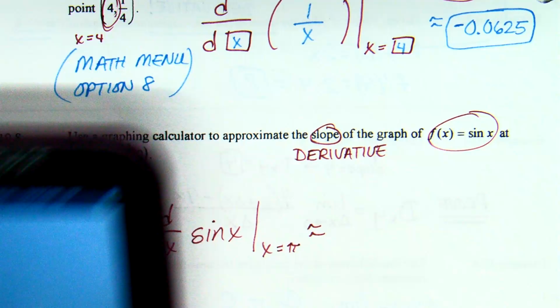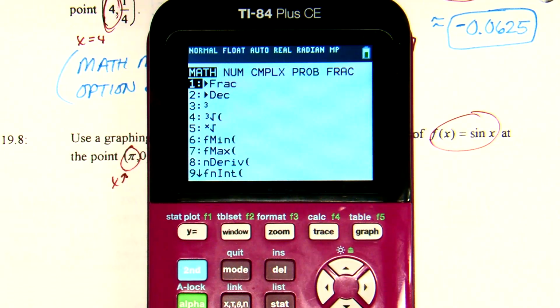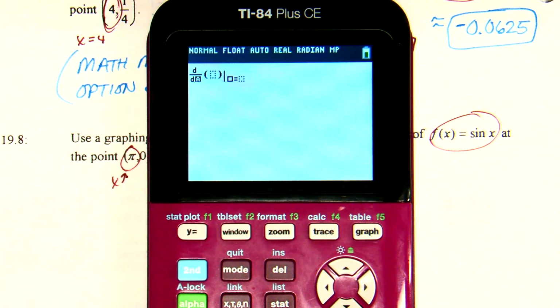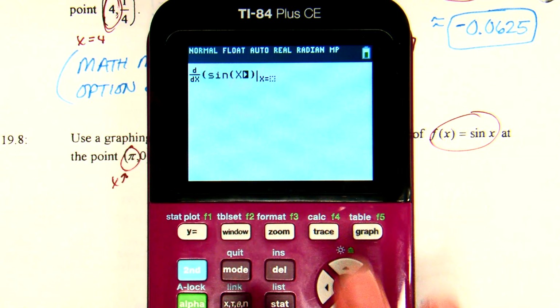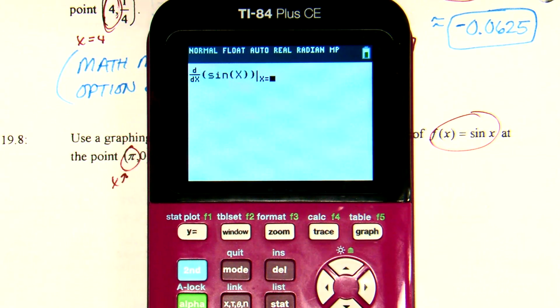Okay, did you guys get it? Math, menu 8. Remember the d blank on the bottom is an x. That's my variable. This is my function, so it's sine x in parentheses so it doesn't give me an error. And then at what x value? It was at x equals pi. Guys, be smart. Use your pi button. Don't try to use 3.14. That does change it slightly. And did you guys all get the same answer?